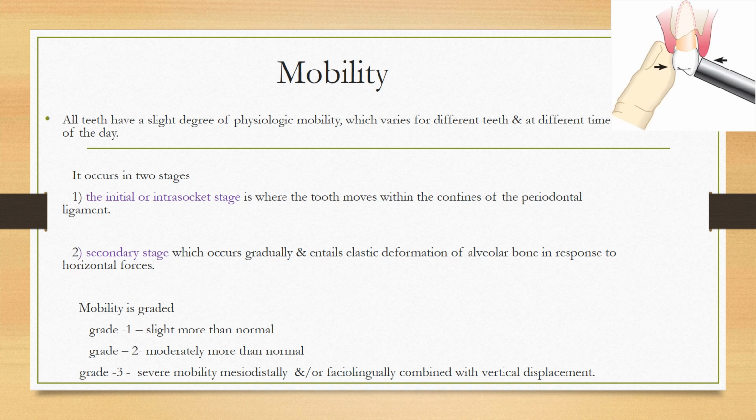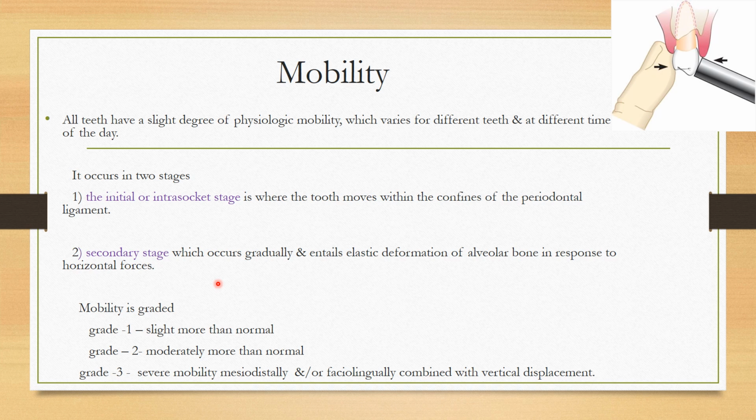Coming to the mobility, all teeth have a slight degree of physiological mobility which varies for different teeth and at different times. It occurs in two stages. First, within the socket, where the tooth moves within the confines of the periodontal ligament. The second stage occurs gradually and entails elastic deformation of the alveolar bone in response to horizontal forces.